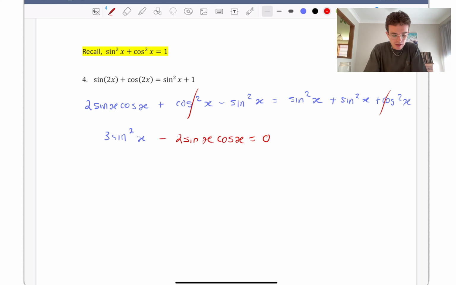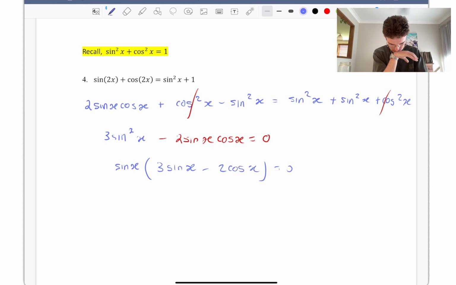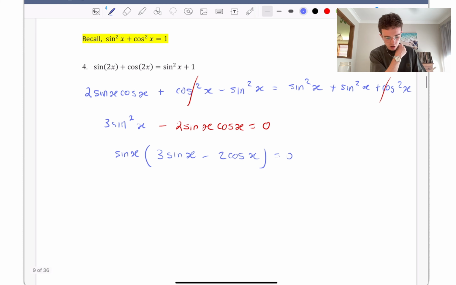Okay. Now again, it's not looking too good. The only thing I can think of doing at the moment is factorizing out a sine of x. So let's go sine of x. And we're going to have 3 sine of x minus 2 cos of x. And that's equal to 0. Okay. That potentially will work. Let's have a go at doing that.